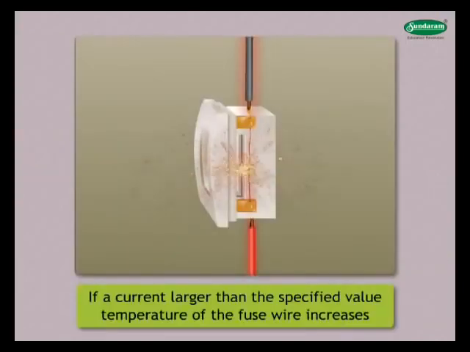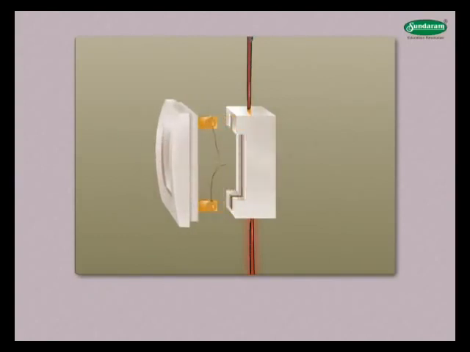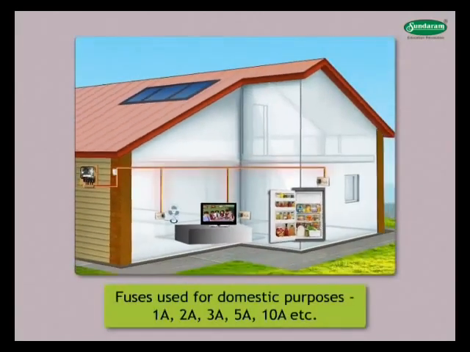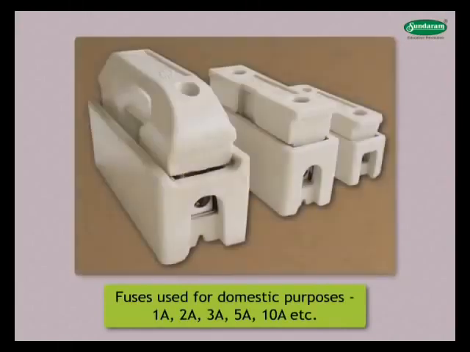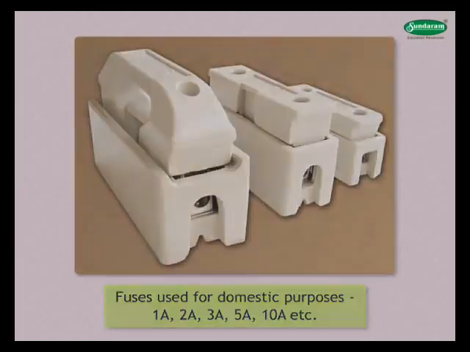If a current larger than the specified value flows through the circuit, the temperature of the fuse wire increases. This melts the fuse wire and breaks the circuit. The fuse wire is usually enclosed in a cartridge of porcelain or similar material with metal ends. The fuses used for domestic purposes are stated as 1A, 2A, 3A, 5A, 10A, etc.